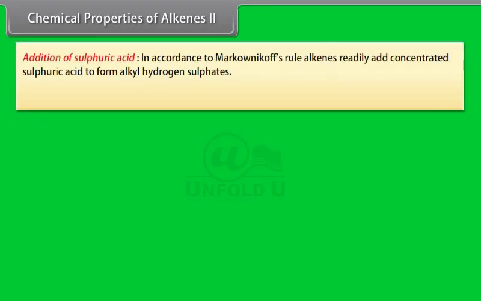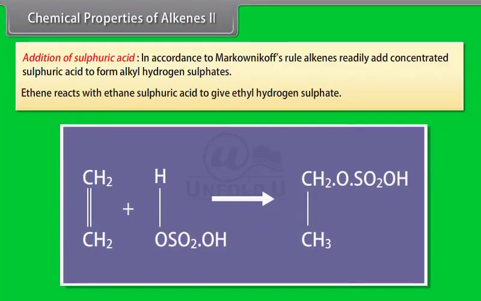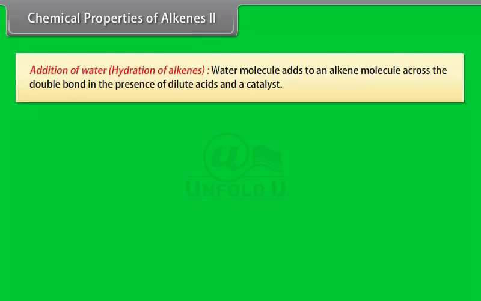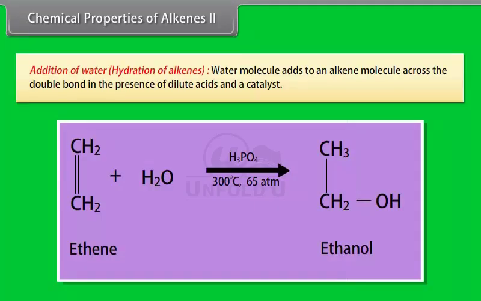Chemical properties of alkenes, Part 2. Addition of sulfuric acid. In accordance with Markovnikov's rule, alkenes readily add concentrated sulfuric acid to form alkyl hydrogen sulfates. For example, ethene reacts with sulfuric acid to give ethyl hydrogen sulfate. Addition of water. Hydration of alkenes. Water molecules add to an alkene molecule across the double bond in the presence of dilute acid and a catalyst. For example, ethene gives ethanol when a mixture of ethene and steam is passed over phosphoric acid and silica under a pressure of 65 atmospheres and at 300 degrees centigrade.